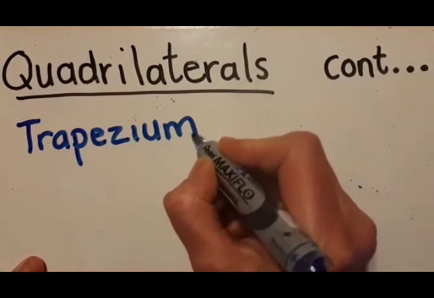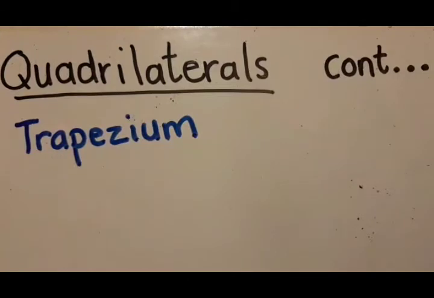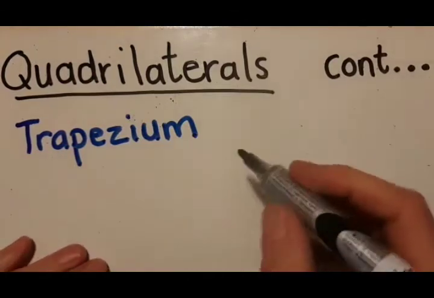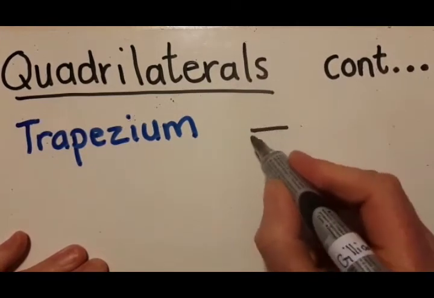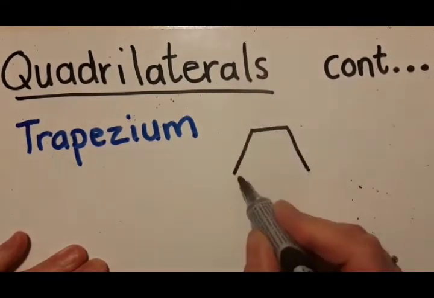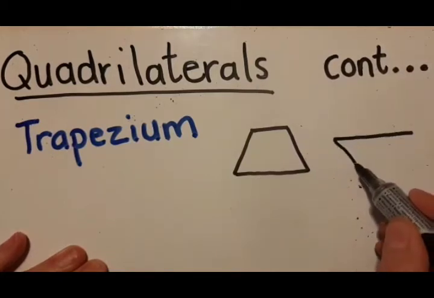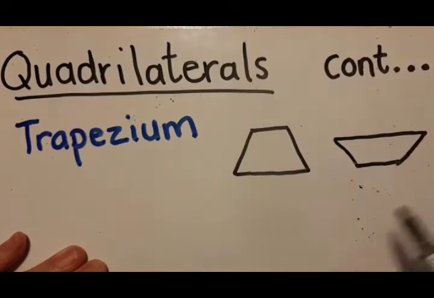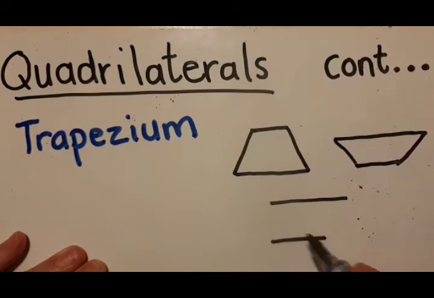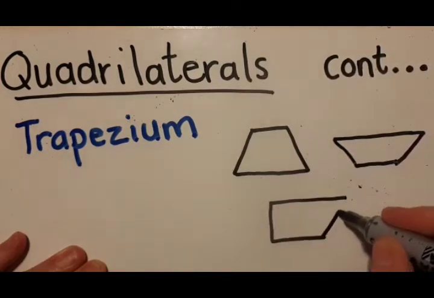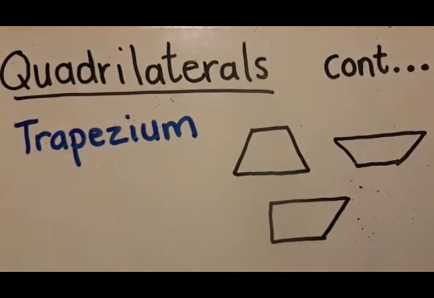Now the trapezium has an interesting structure. It either looks like a roof of a house, or it could look like a boat. It could also look like this with a straightish side there. Okay, so the trapezium has got one pair of parallel sides.